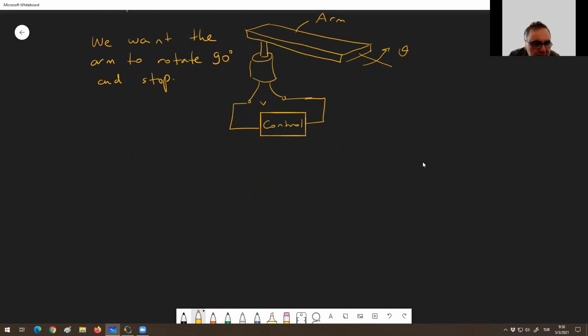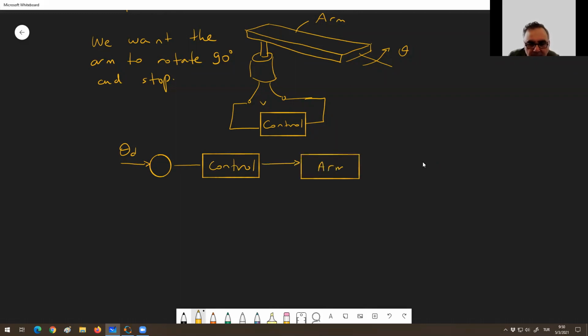So our control system here is something like this. There is a desired value of theta. There is the control, which we don't know what this is for the time being. There is the arm. Arm has a theta. We apply a torque to the arm through the control. That is the motor. Well, maybe I should put a motor here as well.